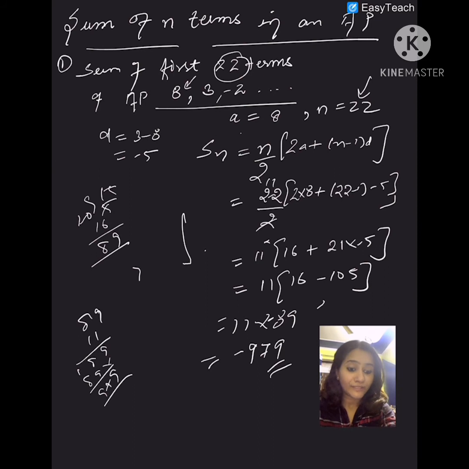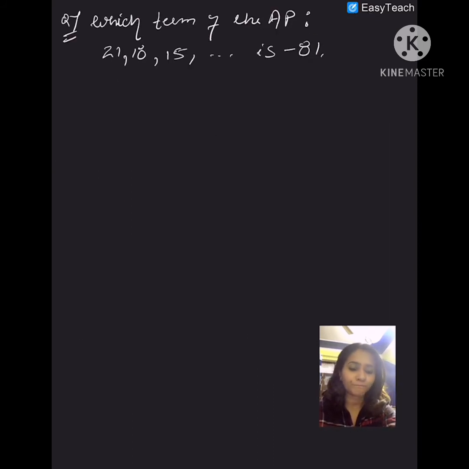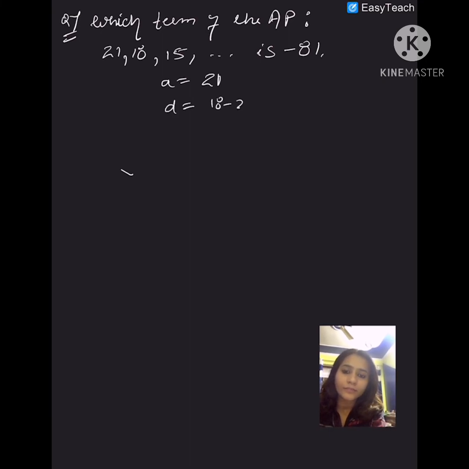Now let's see some more questions on it. Which term of the AP 21, 18, 15 is minus 81? So here a is 21, d is 18 minus 21 is minus 3, n is what? We need to calculate the n. Which term of the AP is minus 81? Here the nth term is minus 81.